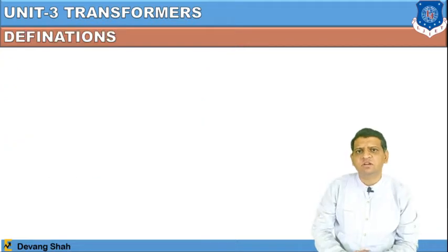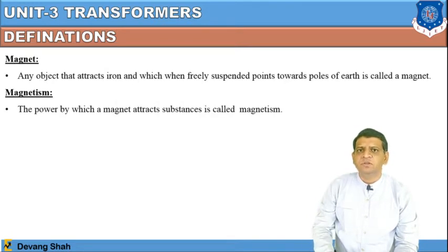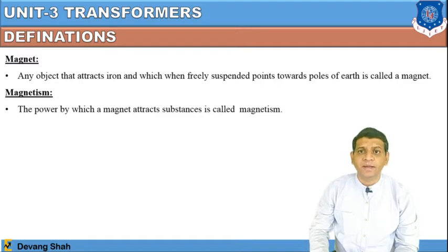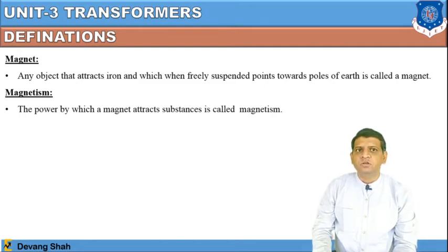Now to understand the transformer, we have to learn about the components used in a transformer. One of the basic components in a transformer is called a magnet. So first, let's learn about the magnet, the basic part of the transformer. As part of our definition, a magnet is nothing but any object that attracts iron and which, when freely suspended, points towards the poles of the earth.